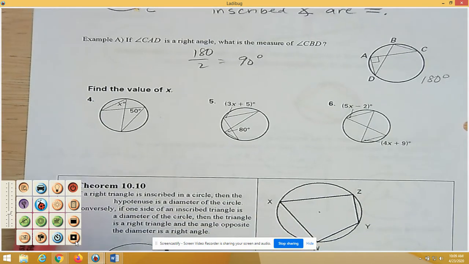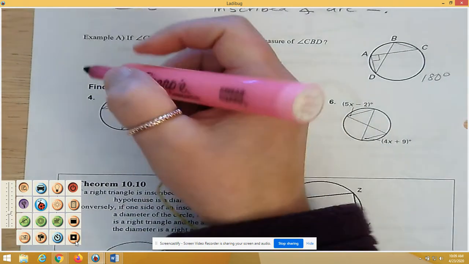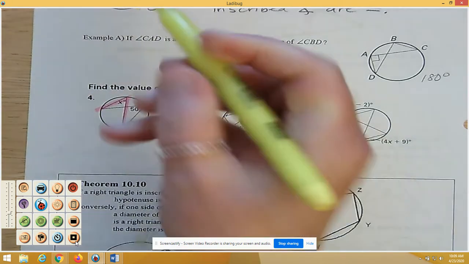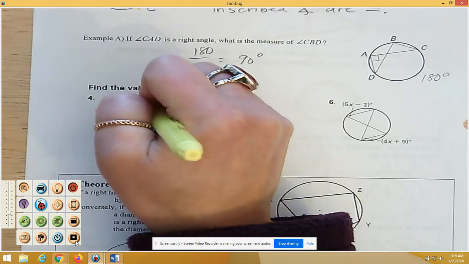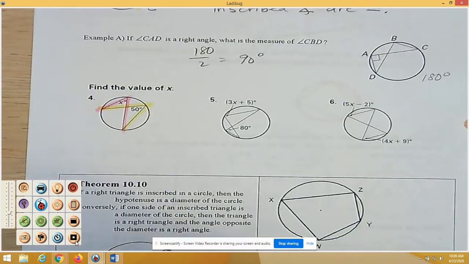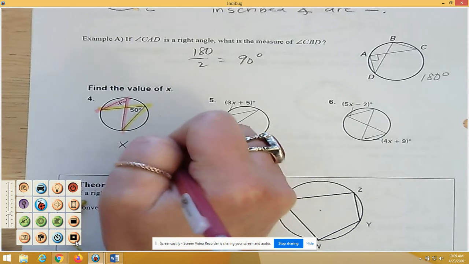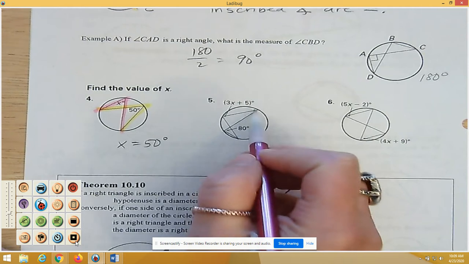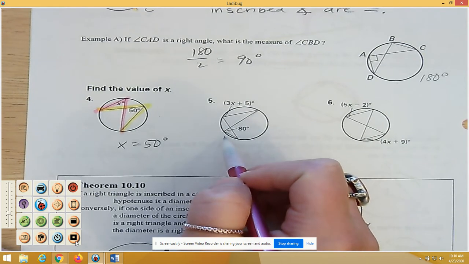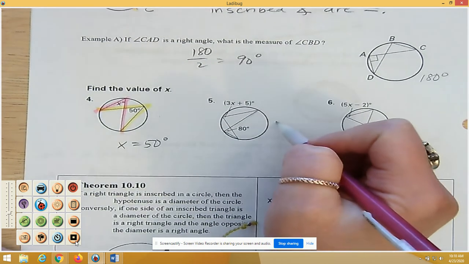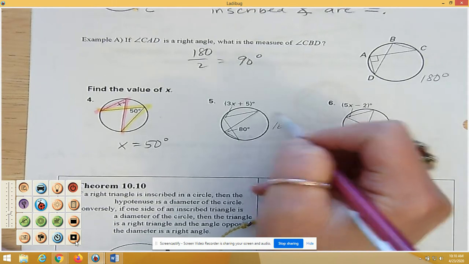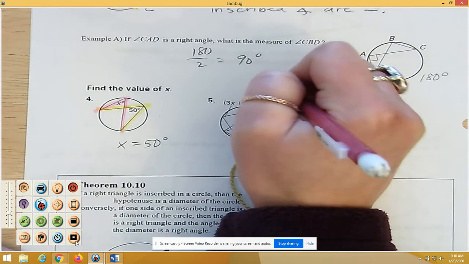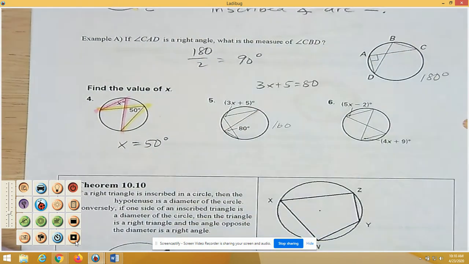Number 4, you have the first angle, angle X. Second angle is the 50 degrees. They are sharing the same arc, so X equals just 50 degrees. Same thing here. This angle is 80, and then this arc would be 160. So the arc is 160. This would also be 80. So you would just write 3x plus 5 equals 80 and go ahead and solve that.